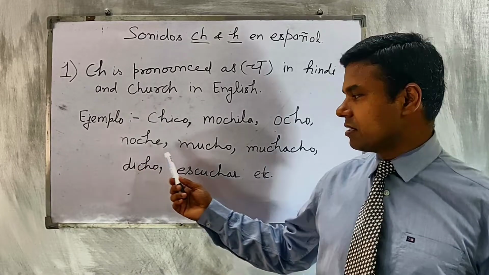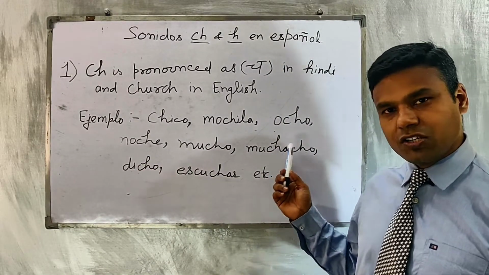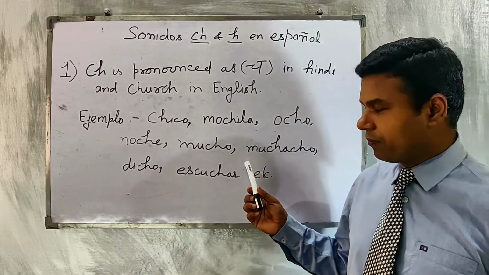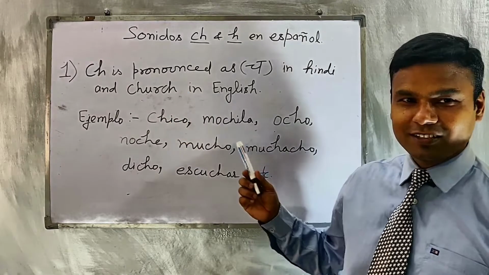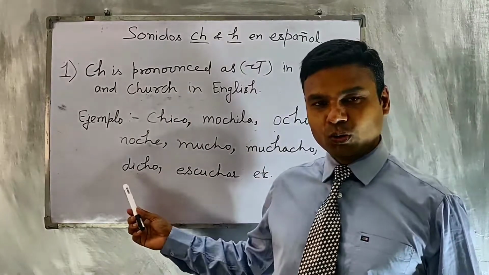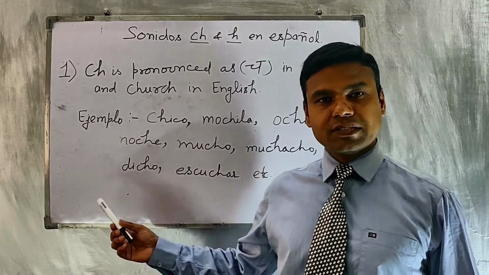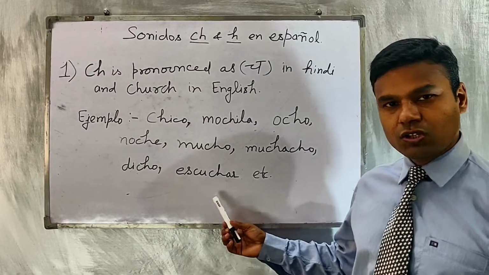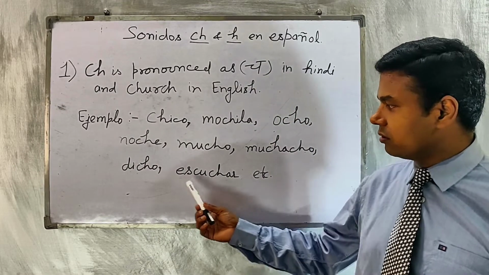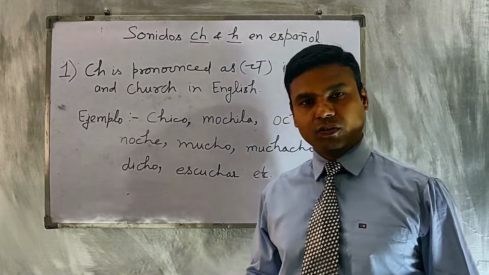Noche. Noche is night. Mucho. Mucho is much. Muchacho. Muchacho is young guy. Chacho. Double cha. Muchacho. Dicho. Dicho is past participle of decir. Decir is to say or to tell. Okay. Escuchar. Escuchar is to listen. Okay.